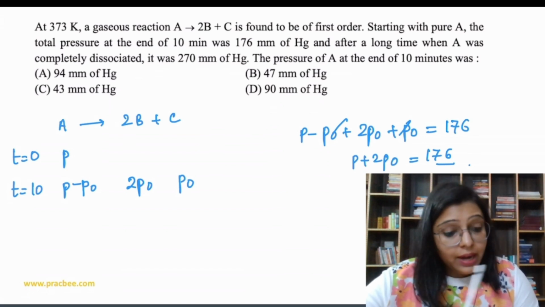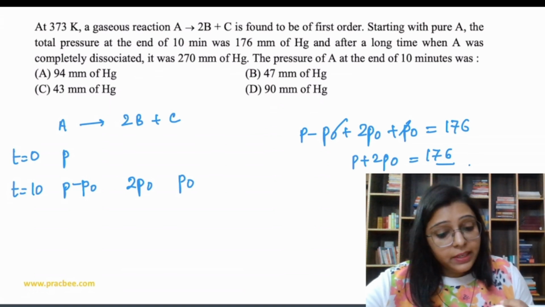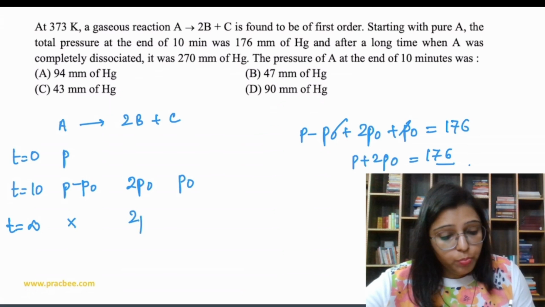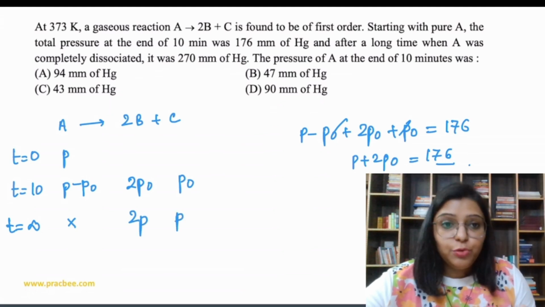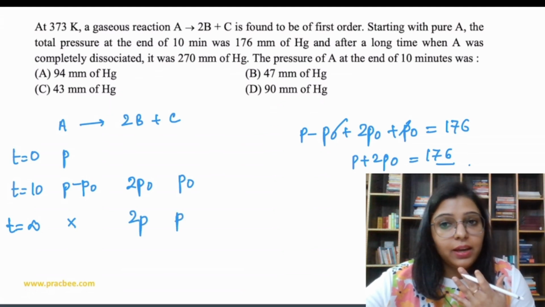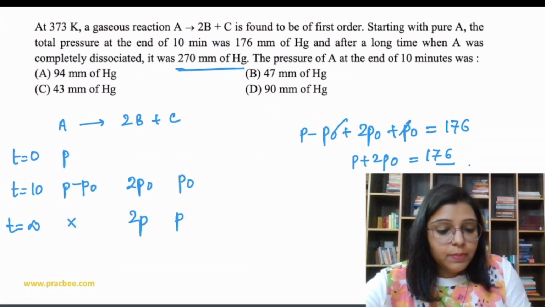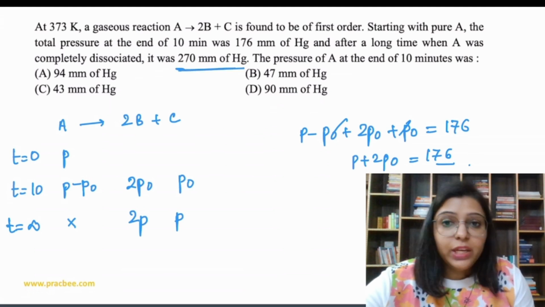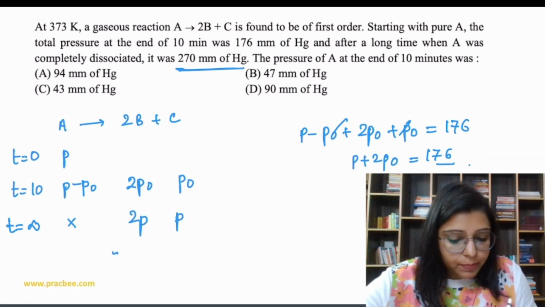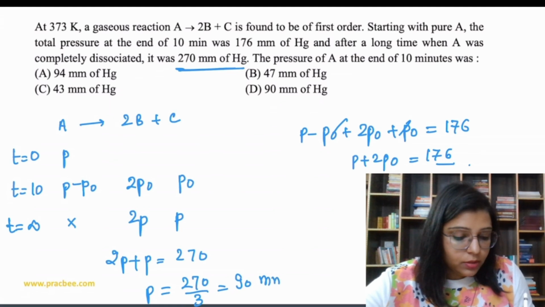Okay. And after a long time, when A was completely dissociated, that is, t is equal to infinity, we have 2p and p, right? 2p and p. It means A completely dissociated into B and C. So we can write 2p plus p, and we have 270 mm of Hg. We are not going to write p naught, right? So 2p plus p is equal to 270, where the value of p is going to be 270 upon 3, 90 mm of Hg.